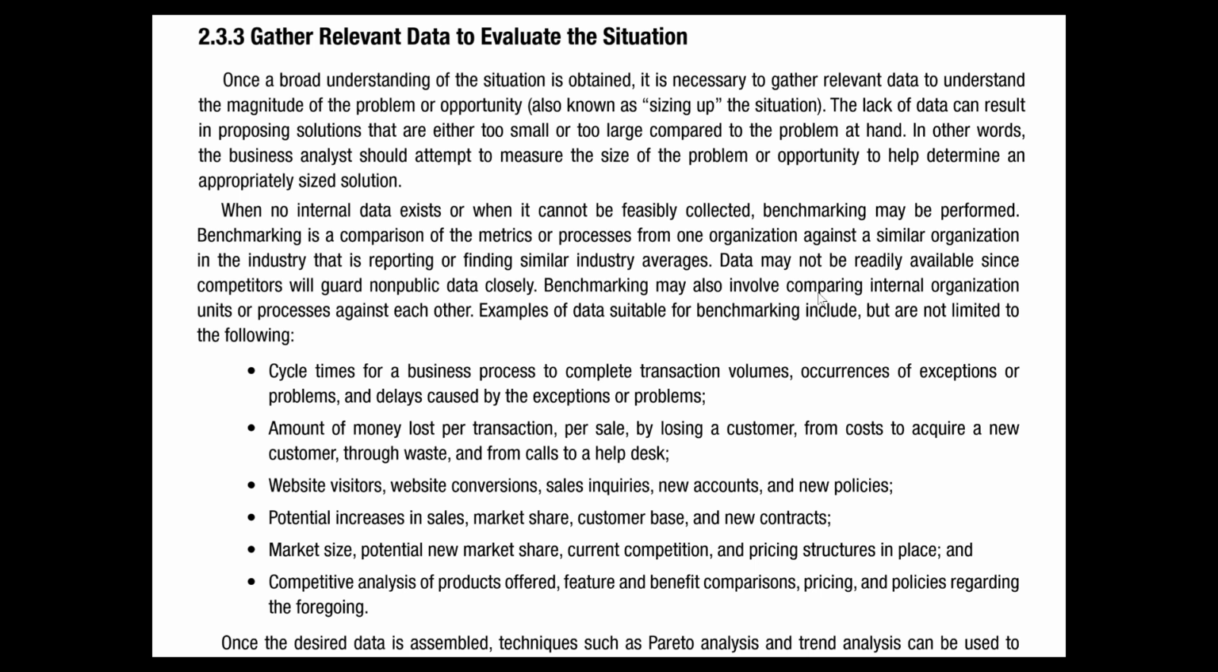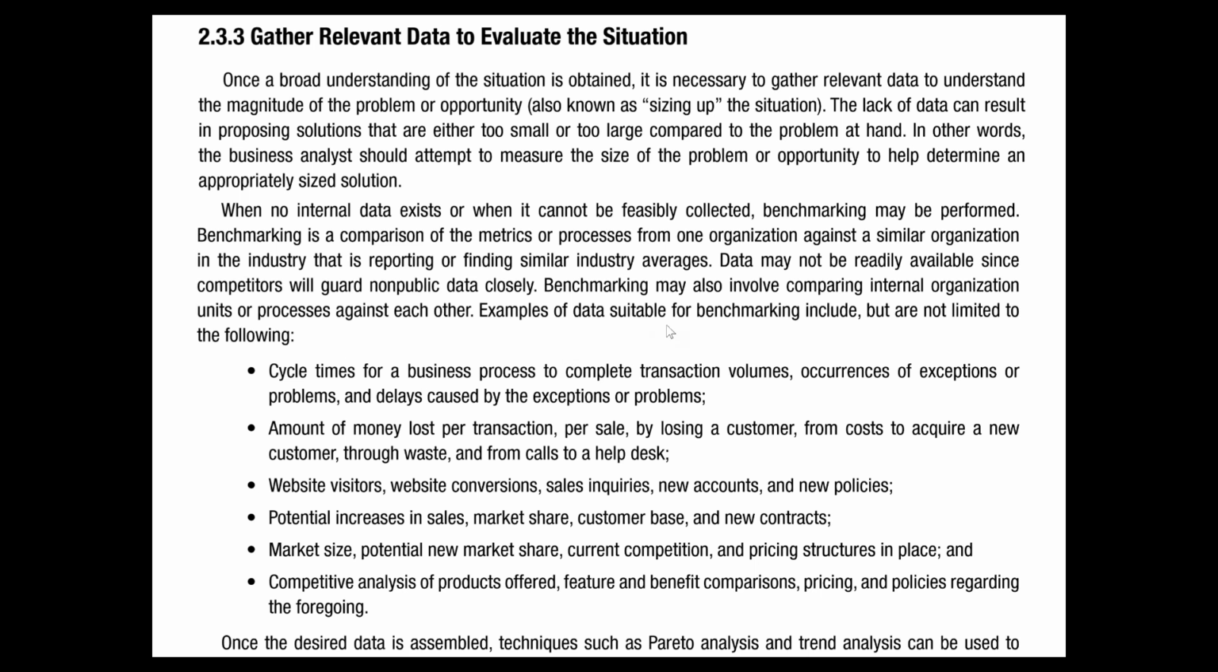Benchmarking may also involve comparing internal organization units or processes against each other. So you can benchmark within your organization: we are producing this output, the other department is producing this output, so we are ahead or behind. And if they are ahead, then how can I perform better? Because then I have a benchmark existing that someone else is able to perform better than me. So I must be doing something wrong. So I have to improve and enhance my capability.